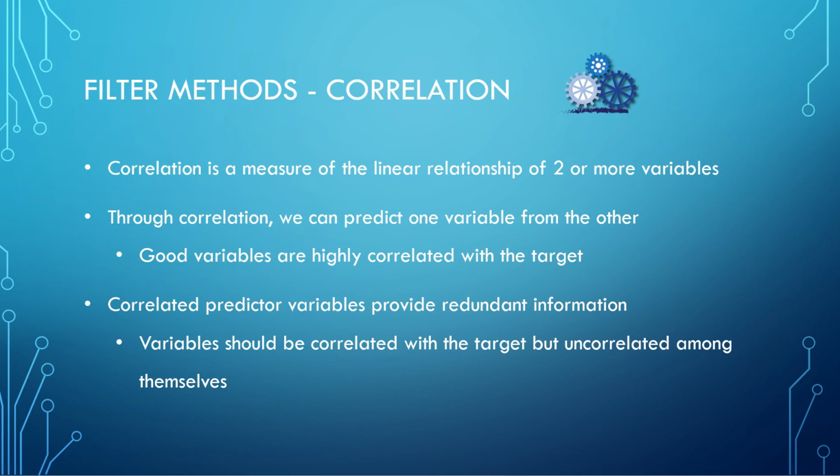However, if two predictor variables are highly correlated among themselves, they provide, in essence, redundant information about the target, because with just one of them, we can make accurate predictions on the target. The second predictor does not add additional information. Therefore, to make good machine learning models, in general, we look for variables that are highly correlated with the target, yet uncorrelated among themselves. In other words, we want the predictors to be correlated with the target, but the predictors should not be correlated among themselves.